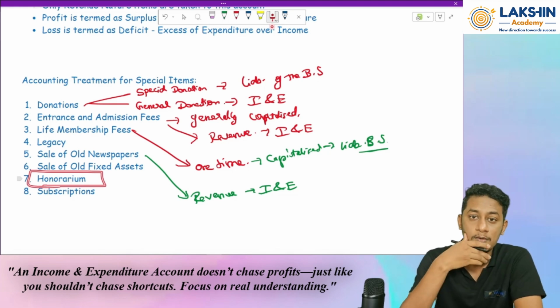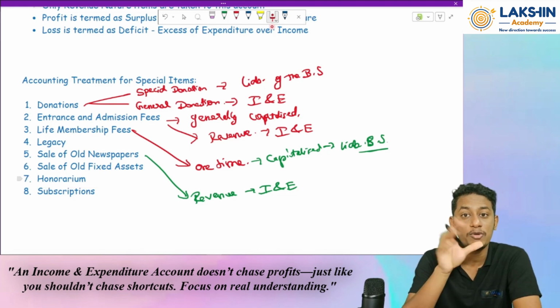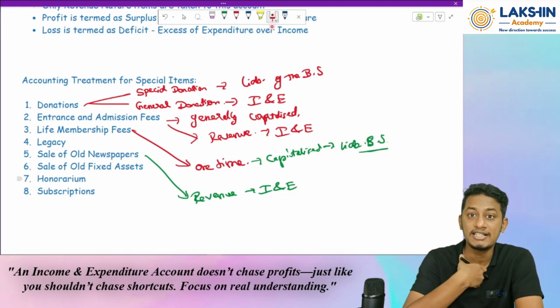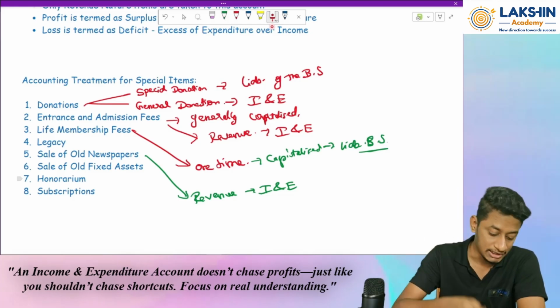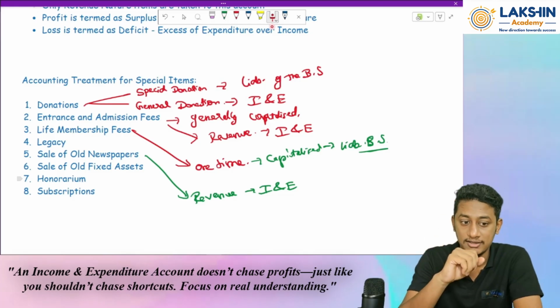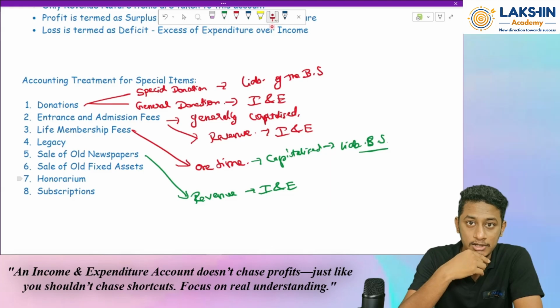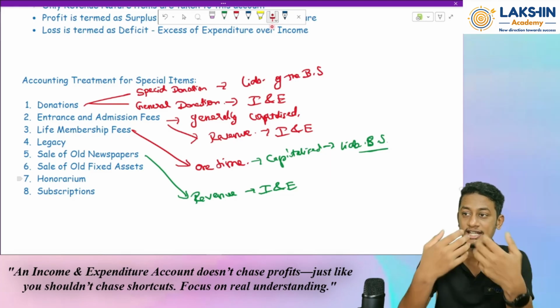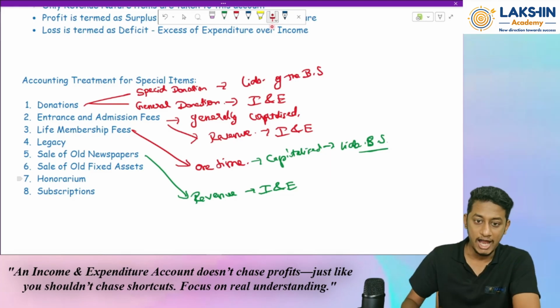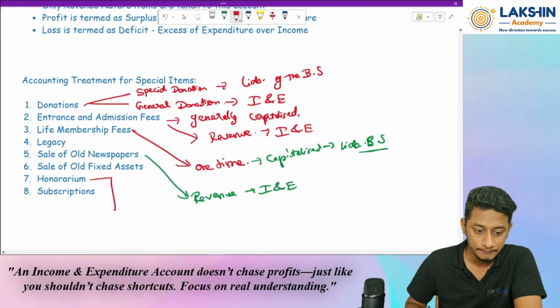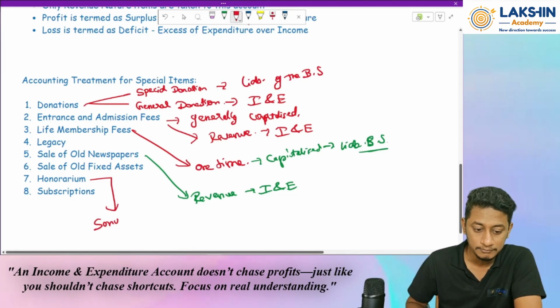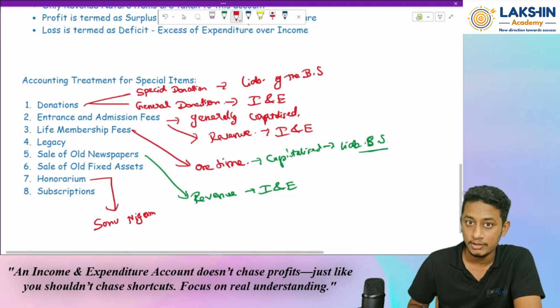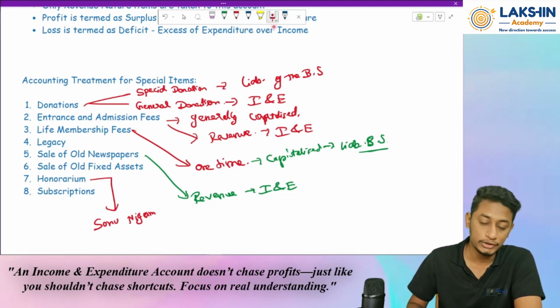Then honorarium. What does honorarium mean? What do you mean by honor? Honor means giving respect to someone. So let us say tomorrow in a function I call a guest. This guest has come over there to contribute his service, or let's say to give a speech. Let's say I had called Sonu Nigam. Remember, for this I had invited Sonu Nigam for some musical concert so as to collect money for the trust, for the NGO, sorry, for the NPO.